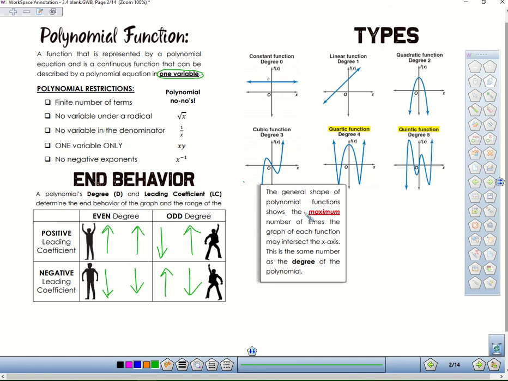So the general shape of a polynomial function shows the maximum number of times the graph of each function may intersect the x-axis. This is the same number as the degree of the polynomial. So we're going to talk more about this as we go through the lesson. Does anyone have any questions about the end behavior chart? All right.